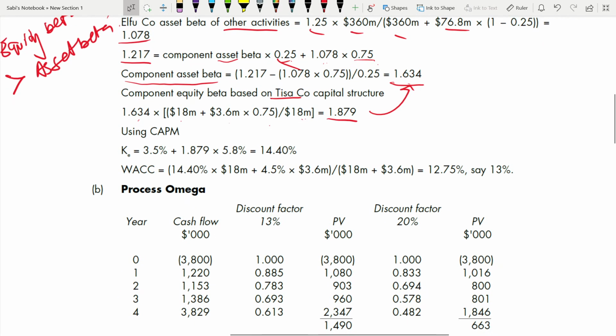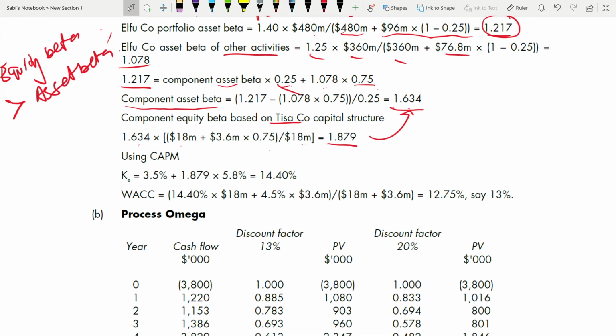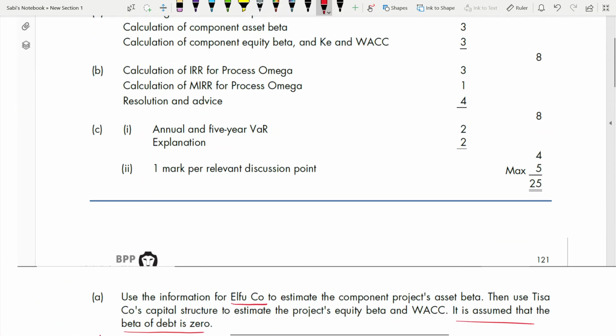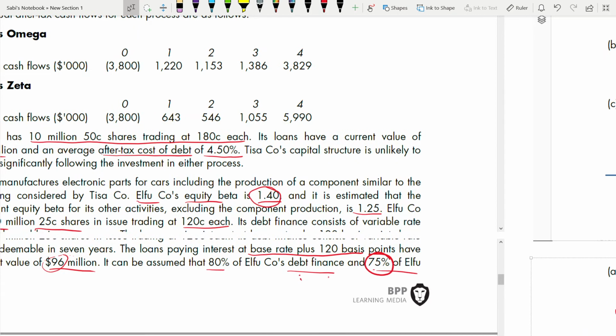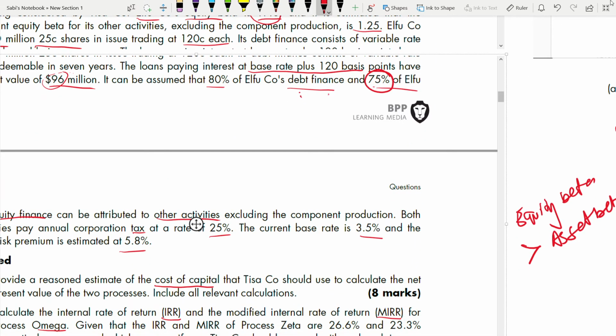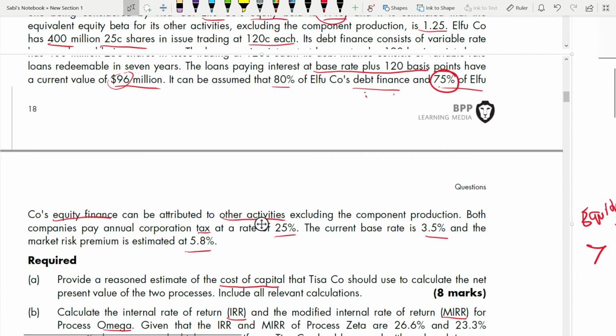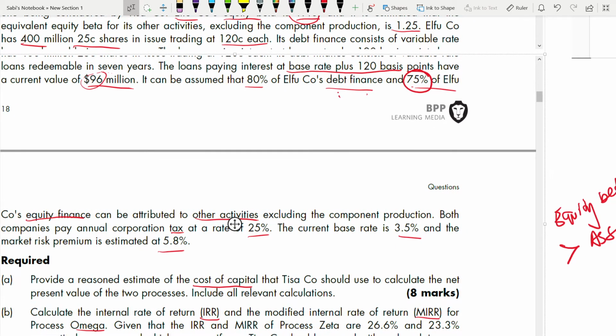Now this equity beta 1.879, put it in your CAPM model and find your cost of equity. So 1.879 into 5.8 plus 3.5%. Why 5.8? Because market risk premium is 5.8, and plus 3.5% because they didn't tell the risk-free return here this time. If you go and check, here they have told something else. Current base rate is 3.5%. Right? Current base rate and the market risk premium.